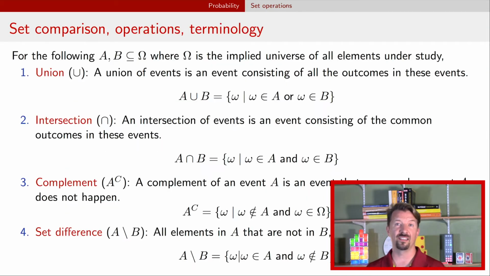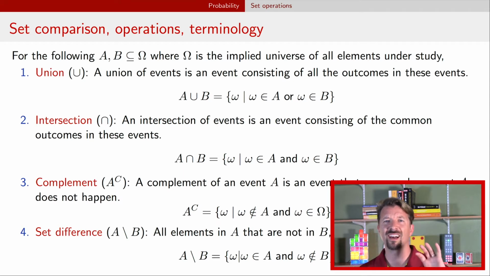Then we have the next operation, which is the set difference. So the set difference, say A minus B, is all the elements in A after you remove all the elements that are in A but that are also in B. So if we write this out, we might say that A set difference, or A set minus B, is all the elements in A that are not in B.